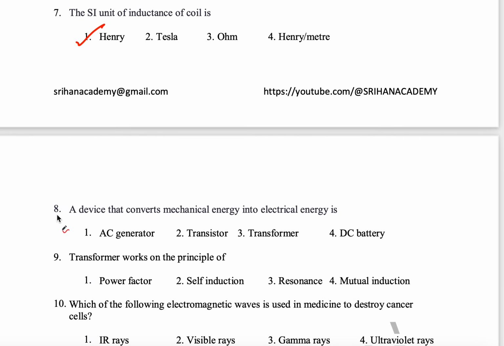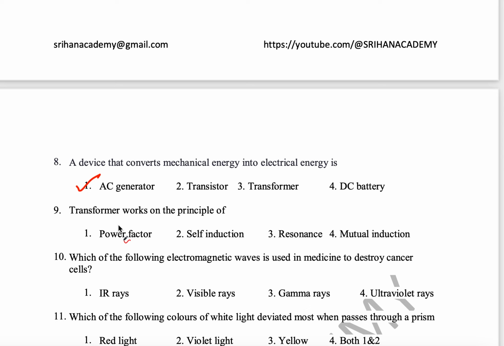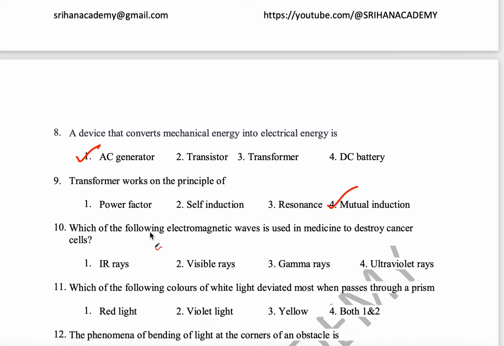And the next, 8th question, a device that converts mechanical energy into electrical energy. Here different devices are given: generator, AC generator, transistor, transformer, and DC battery. So AC generator is the answer, students. Here mechanical energy is converting to electrical energy, which means AC generator. And the transformer works on the principle of electromagnetic induction, mutual induction.